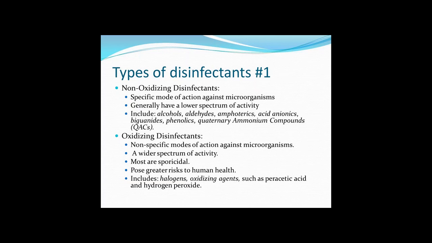In the second group, we have oxidizing disinfectants, and these generally have non-specific ways of acting against microorganisms, so they might kill in more than one way. In the case of many chlorine-based disinfectants, no one is still entirely sure exactly how they go about killing. These have a wider spectrum of activity. Many are sporicidal, but by virtue of the fact that they kill everything, they're less good in terms of health and safety because they are toxic. So some of the health and safety requirements become a little bit more robust. This includes halogens, so the chlorines and the iodines, and oxidizing agents like peracetic acid and hydrogen peroxide.